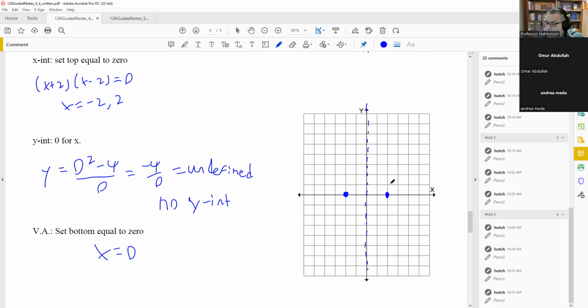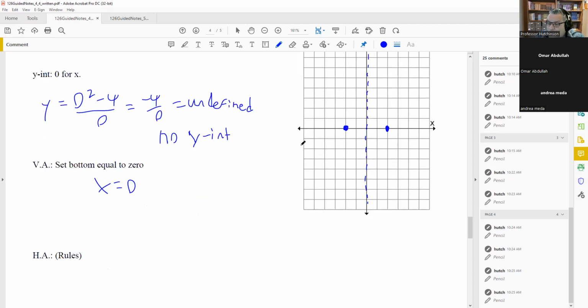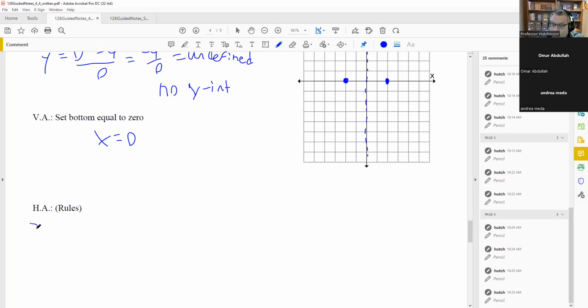Now for the horizontal asymptote, the highest power on top is a 2, and the highest power on the bottom is a 1. So in this case, we have rule number 3 from the ones we talked about last time: n is greater than m. So this says there is no horizontal asymptote. However, we do have an oblique, or slant, asymptote.